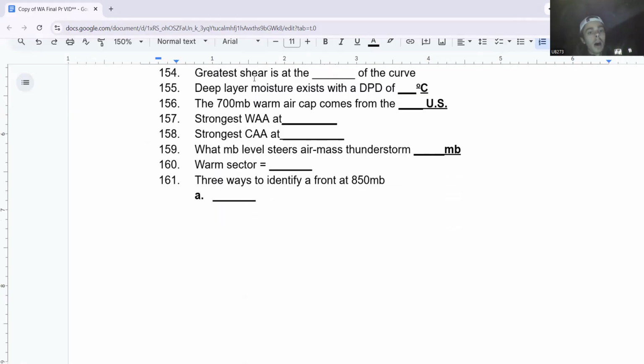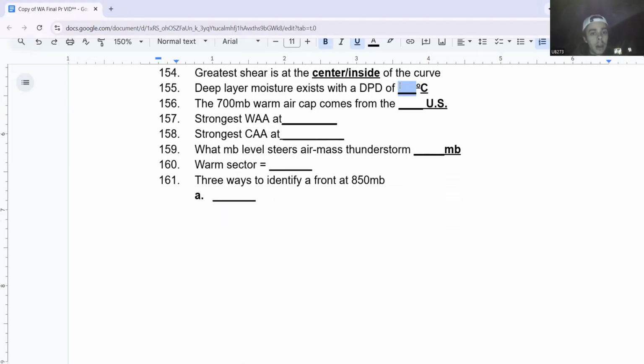Sorry. Where is the greatest shear? The greatest shear is going to be... Oh, I was looking at the wrong thing. This is center or inside of the curve. That's why I said that wrong before, because I was looking at the one below it.